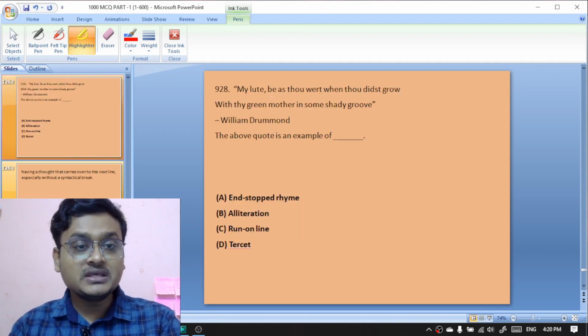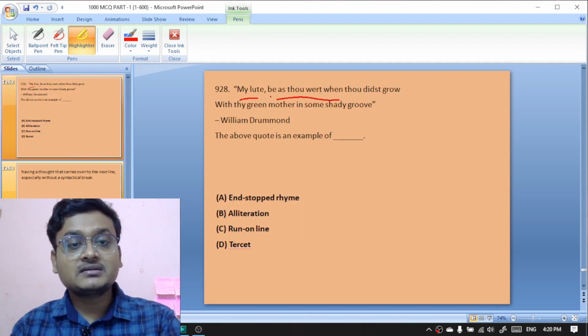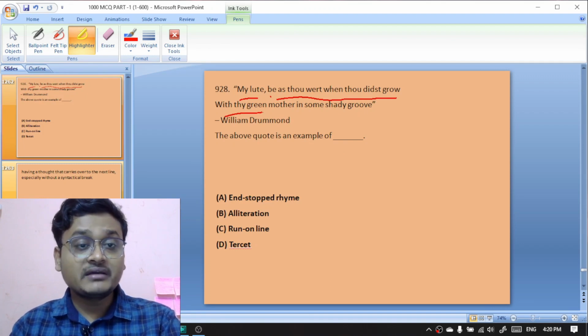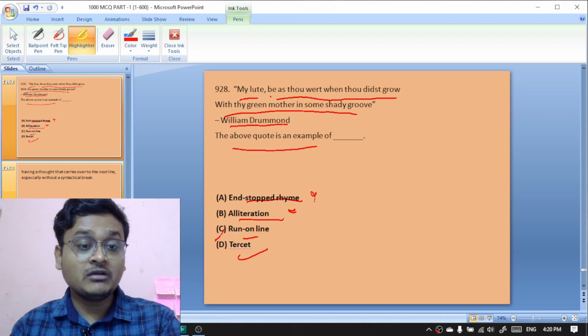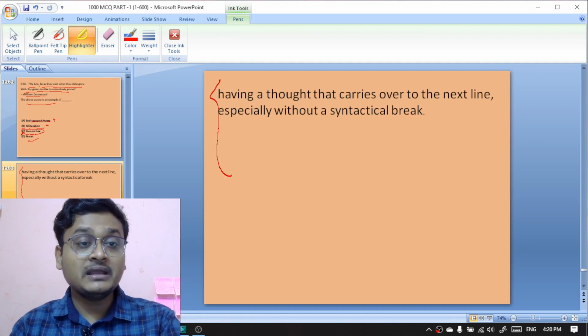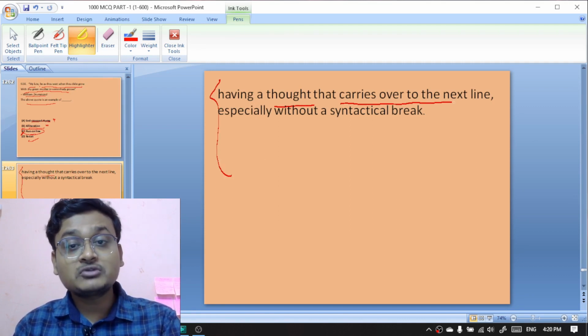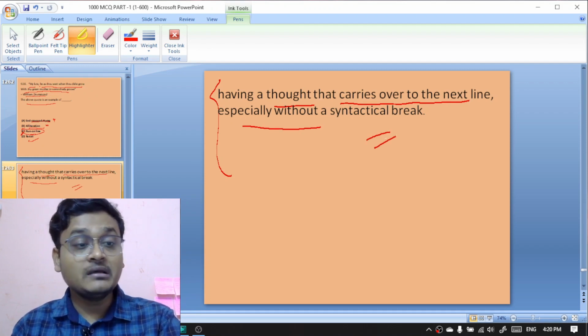Okay. "My lute, be as thou wert when thou didst grow, with thy green mother in some shady grove." William Drummond has written this. The above quotation is an example of end-stopped rhyme, alliteration. There is no alliteration. It's a run-on line. What is a run-on line? Look: "My lute be as thou wert when thou didst grow, with thy green mother in some shady grove." So it's a run-on line. A run-on line has a thought that carries over to the next line, especially without a syntactical break.